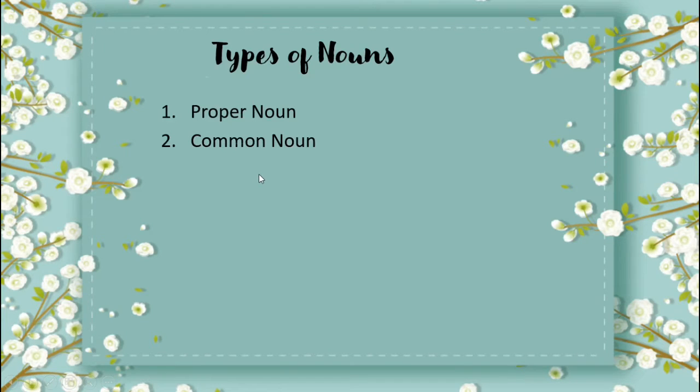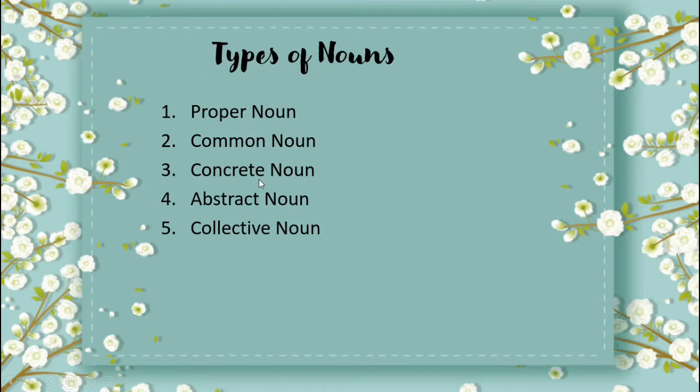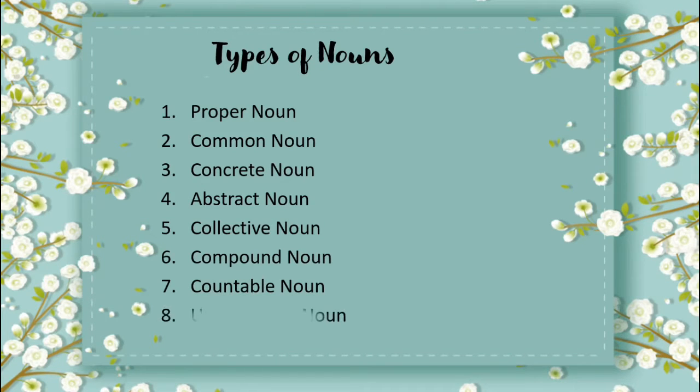Let's now read about the different types of nouns. There are basically 8 types of nouns. First, the proper noun. Second, the common noun. Third, the concrete noun. Fourth, the abstract noun. Fifth, the collective noun. Sixth, the compound noun. Seventh, countable noun. And eighth, the uncountable noun.